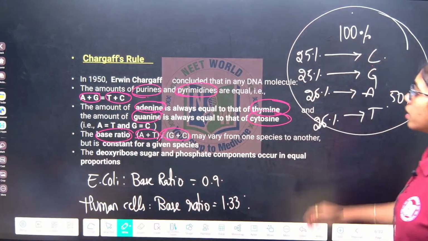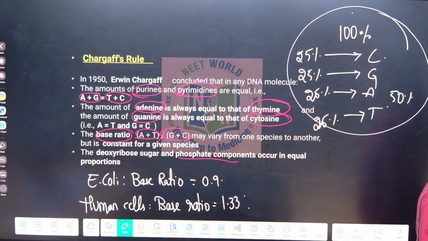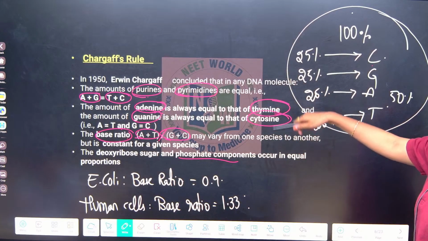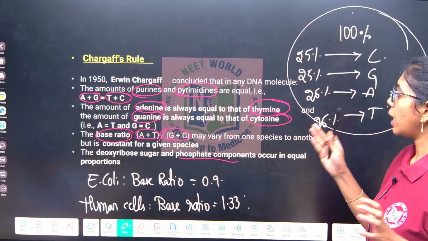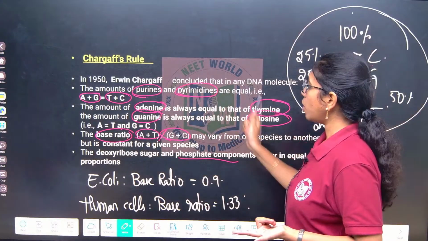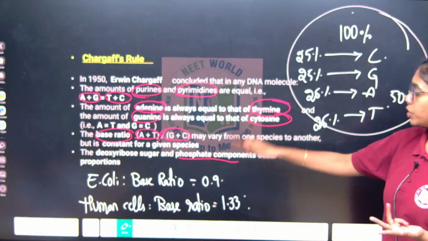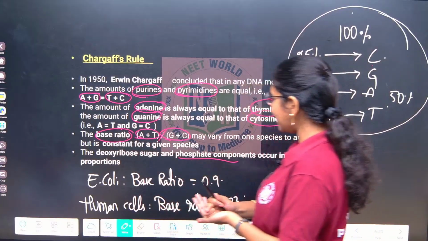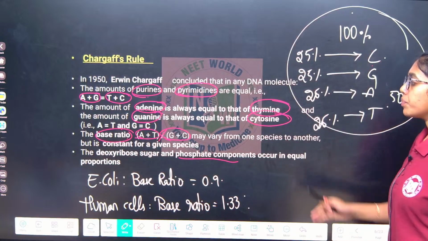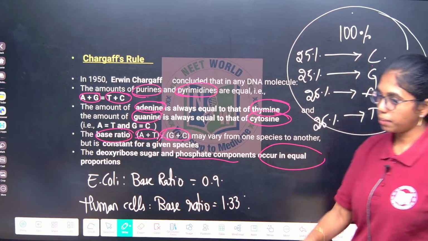Next, the deoxyribose sugar and phosphate components occur in equal proportions. Sugar and phosphate are also in equal proportions. So, once again recall quickly what are Erwin Chargaff's propositions. First is the amount of purine will be equal to the amount of pyrimidine, the amount of adenine always equals thymine, guanine always equals cytosine. Base ratio, that is A plus T by G plus C, will vary amongst the species. In E. coli it is less than 1, in human cells the base ratio will be more than 1. The deoxyribose sugar and phosphate components will always be in equal proportions in a double stranded DNA.